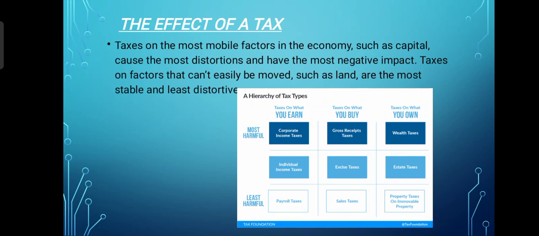Next, the effect of taxes. Taxes on the most mobile factors in the economy, such as capital, cause the most distortions and have the most negative impact. Taxes on factors that can't easily be moved, such as land, are the most stable and least distortive.